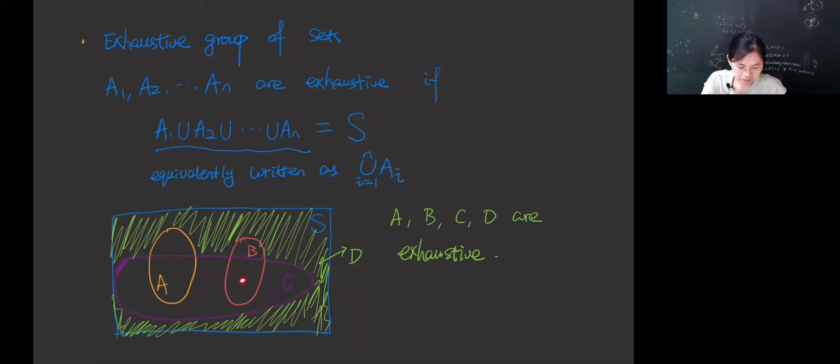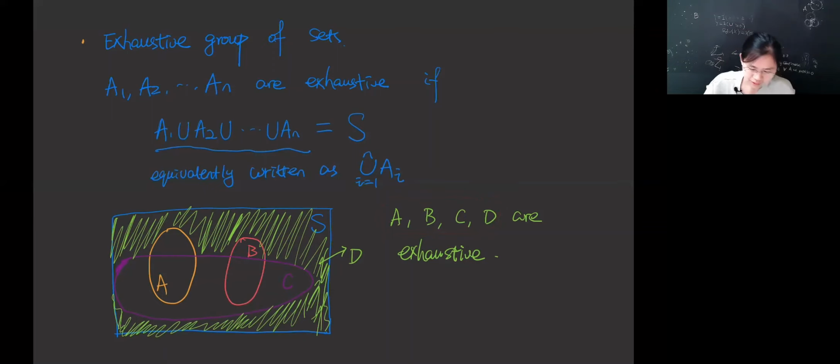This element belongs to both B and C, and this element belongs to both A and C, and this element belongs to C. So any element of the sample space, any outcome of the sample space belongs to at least one of the sets in this group. So this group is exhaustive.